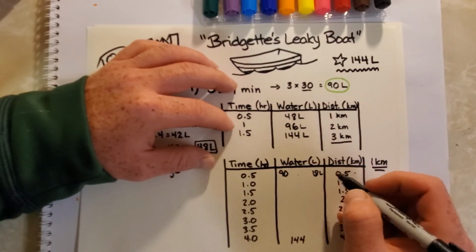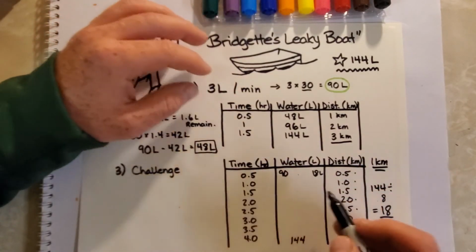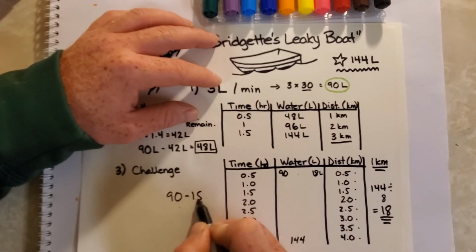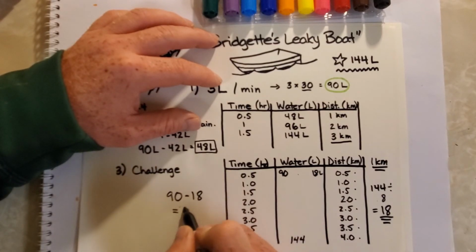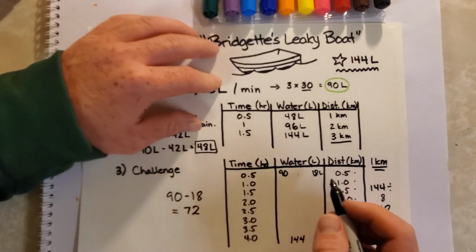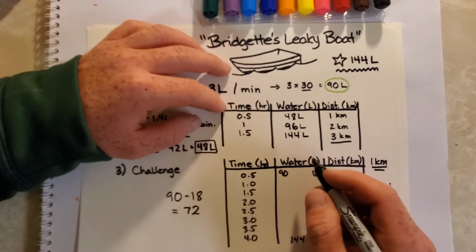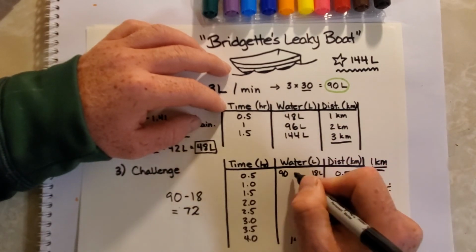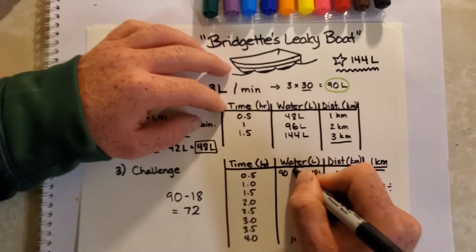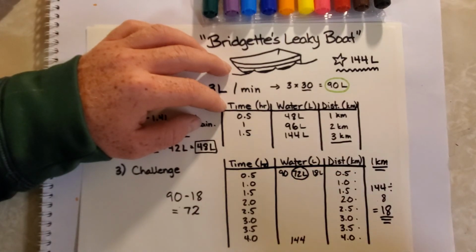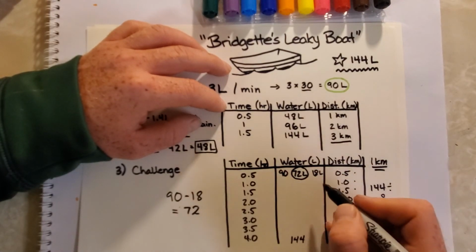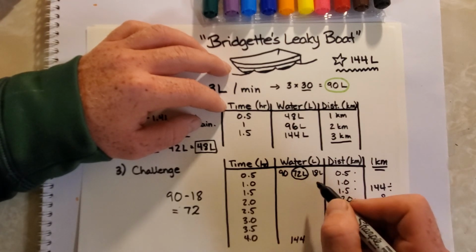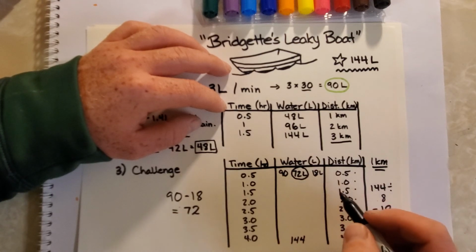Okay, so now all we do is kind of what we've been doing before, is use some subtraction. So we're going to go 90 minus 18, and we're going to get 72. So that means every half an hour, because she's bailing so much and paddling a lot less, she has to remove 72 liters of water. And then that leaves us with 18 still in the boat. And then we would just add 18 the whole way along here.